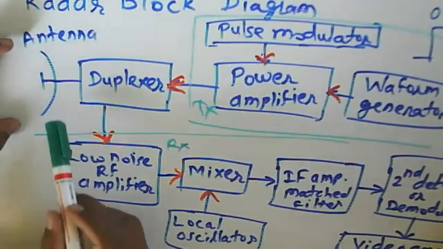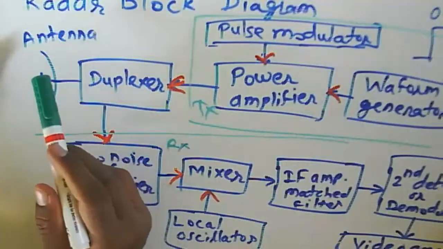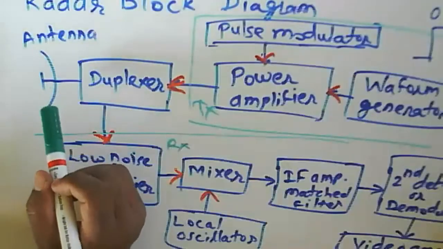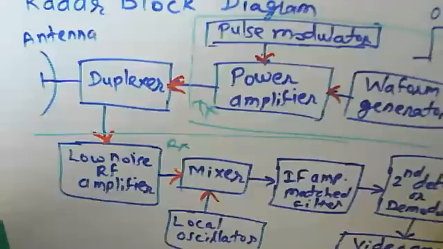So mostly people are using a phased array antenna or a parabolic dish antenna, and that parabolic antenna is to be a steerable one. Steerable means what? It is to be rotating through 360 degrees there.